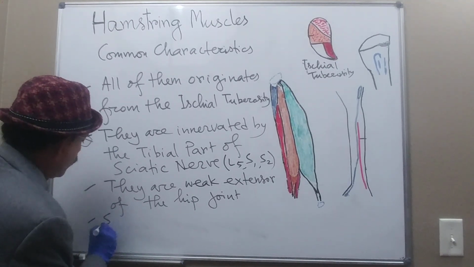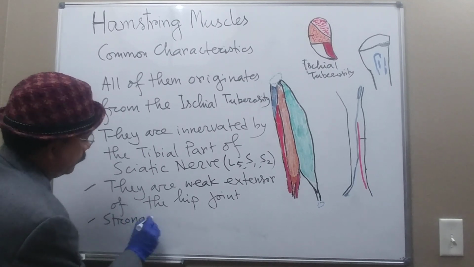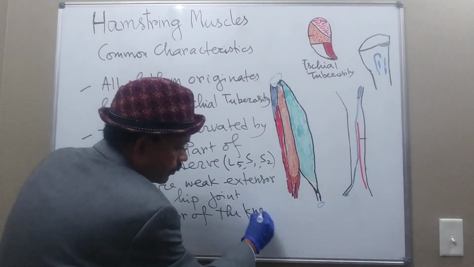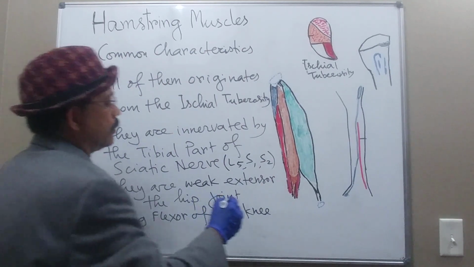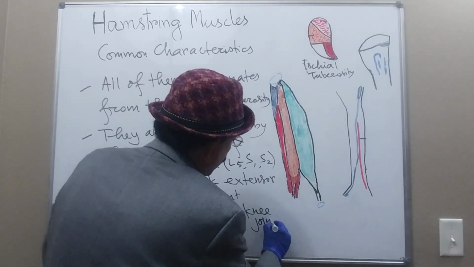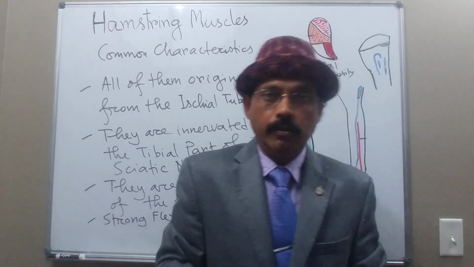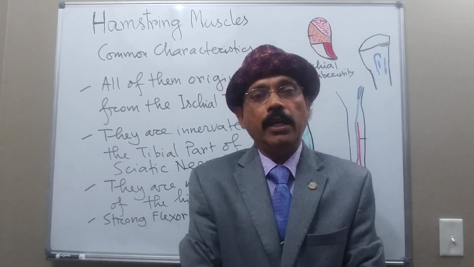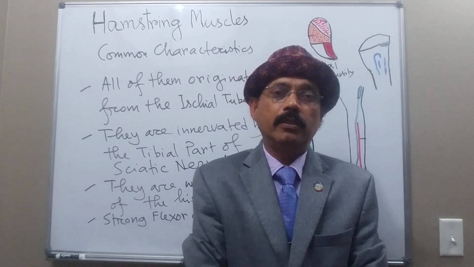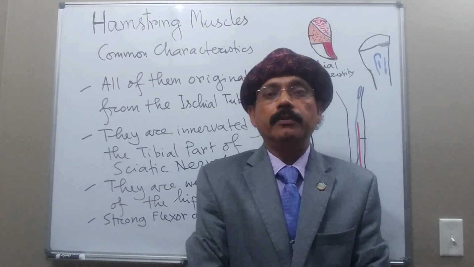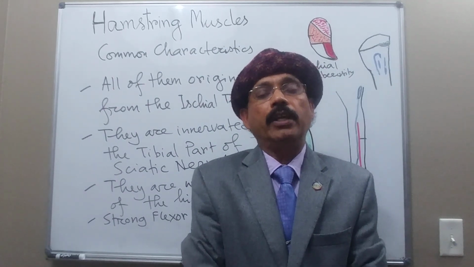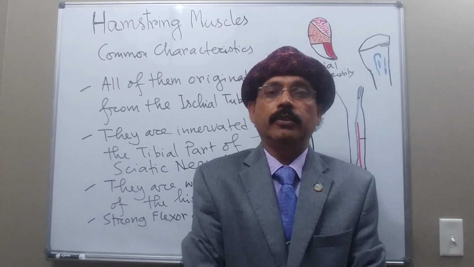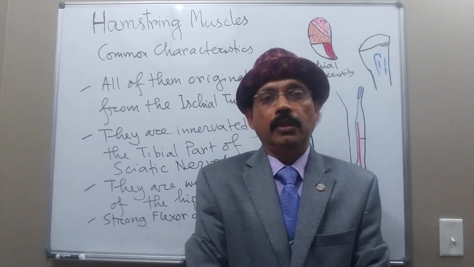Okay, strong flexor of the knee joint, with the exception of adductor magnus, because adductor magnus is a special type of hamstring muscle. It has two parts: one is the adductor part, another one is the hamstring part. The hamstring part inserts into the adductor tubercle. As the adductor magnus does not cross the knee joint, it has no action on the knee joint, but it works on the hip joint.